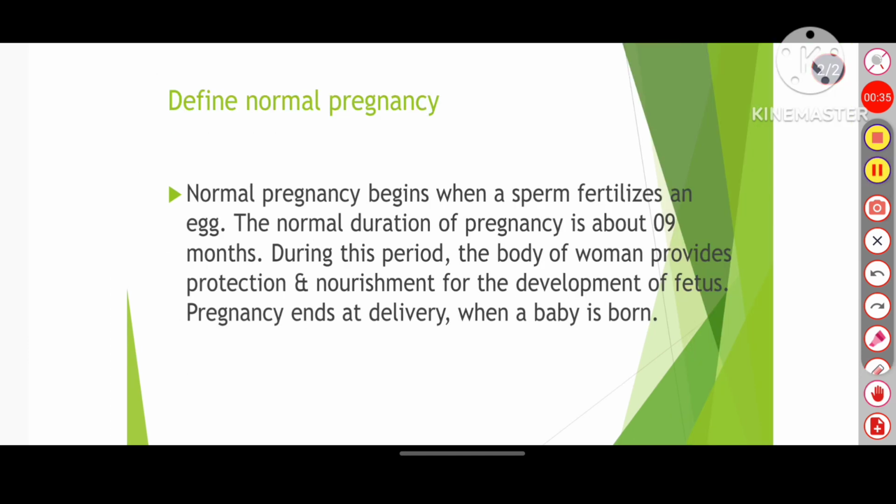Normal pregnancy begins when a sperm fertilizes an egg, and the normal duration of pregnancy is 9 months. During this period, the body of a woman provides protection and nourishment for the development of the fetus. The pregnancy ends at delivery when a baby is born. So this is how you should define normal pregnancy.